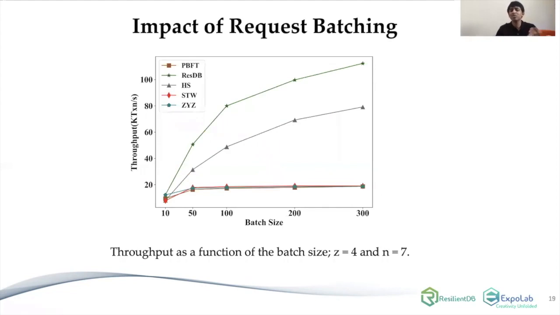Our next experiment was to see whether these protocols benefit from batching requests. Clearly, GeoBFT benefits from batching, while most of the other protocols face limitations due to bandwidth. HotStuff does perform better than other protocols because it allows changing of the primary, which helps it balance the load, but still it is no match for GeoBFT.